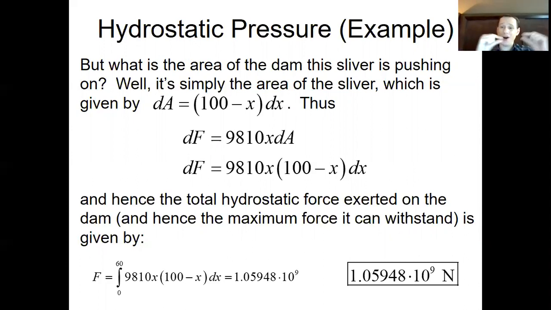Of course, we want to add up all the forces from all the different depths and the shape of this thing, the whole thing. So we're going to integrate it. x goes from 0 down to 60. Remember, the positive x-axis is going down. So we're going from 0 down to 60. And you integrate them all up, and what do you get? 1.05 times 10 to the 9th-ish.